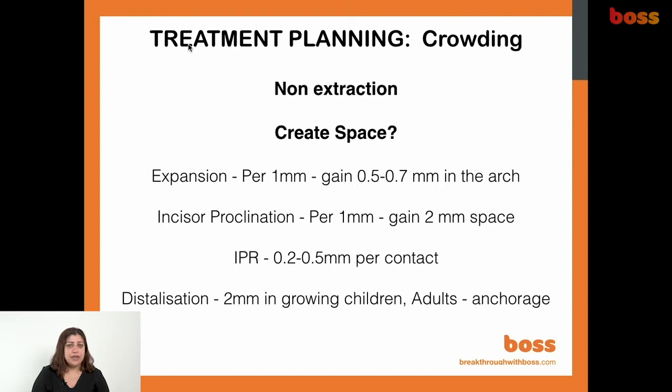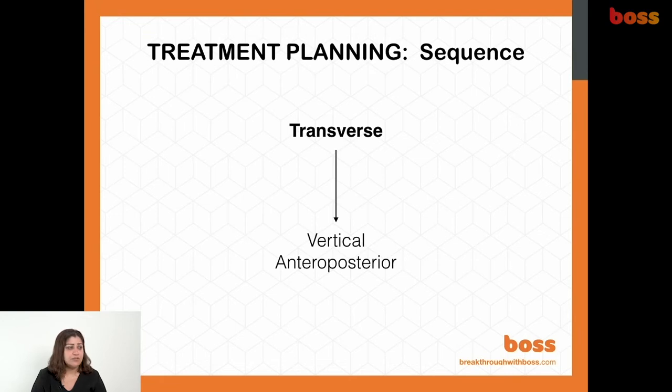So what if we had to do something non-extraction in this crowding? Well, we know ways to create space are things like expansion. For every millimeter of premolar expansion, we'll gain 0.5 to 0.7 millimeter in the arch. For every 1 millimeter of incisor proclination, we gain 2 millimeter in the arch. Incisor proclination is a very powerful way of creating space because it's 1 to 2. In fact, maxillary expansion is not the most powerful way of creating space. IPR could be done between 0.2 to 0.5 millimeter per contact quite safely if the technique is right. And distalization can also create space for us. Up to 2 millimeters is very predictable.